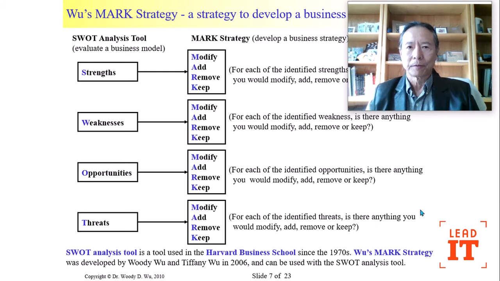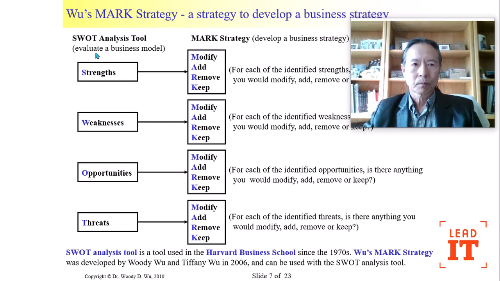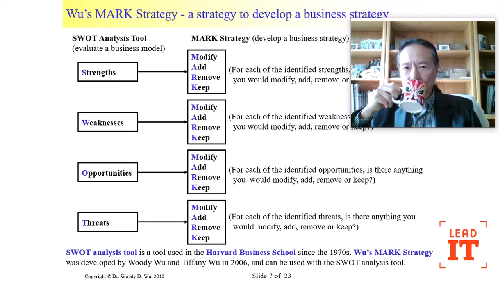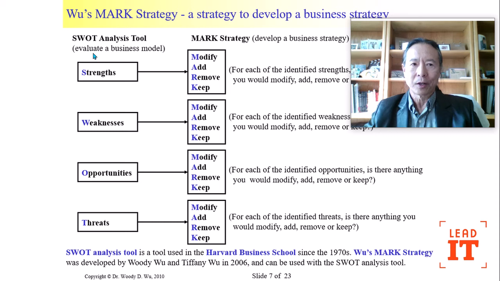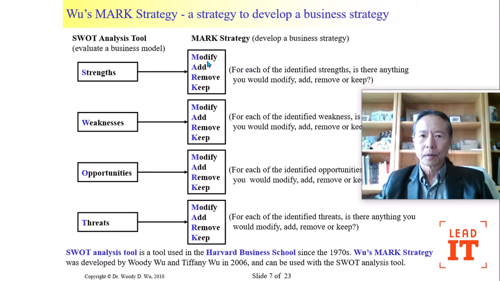Wu's MARK strategy. This is a strategy to develop a business strategy. Once we have the SWOT analysis done with strengths, weaknesses, opportunities, threats, don't stop there. We want to move on, use this MARK strategy. Because the SWOT analysis tool is to evaluate the business model, the MARK strategy is to develop a business strategy. For example, strengths: how we want to modify, add, remove, or keep. Weaknesses, same idea. Opportunities, threats, same ideas.